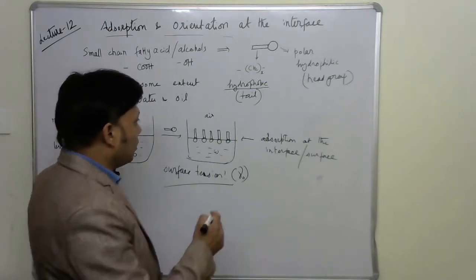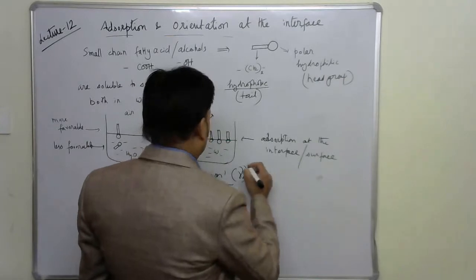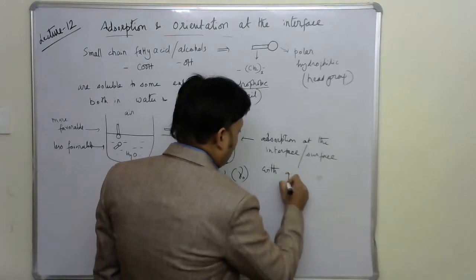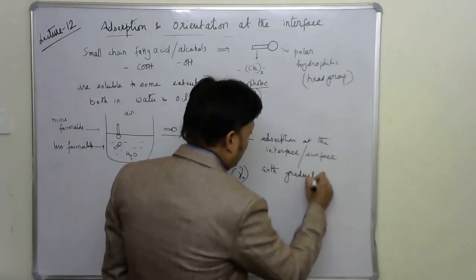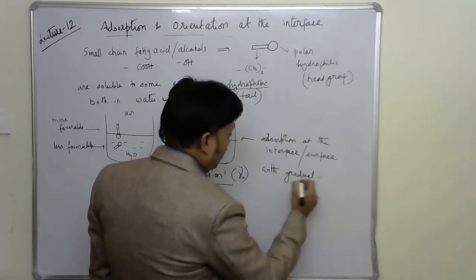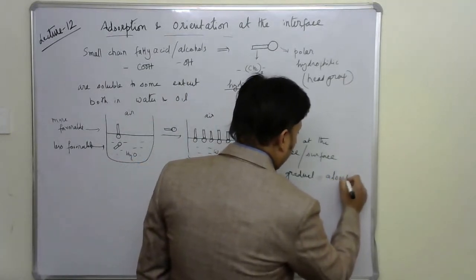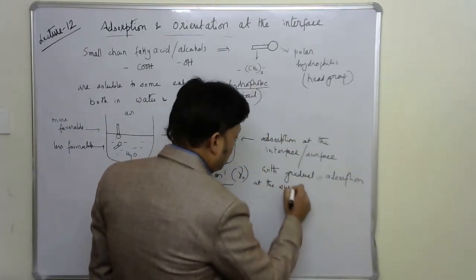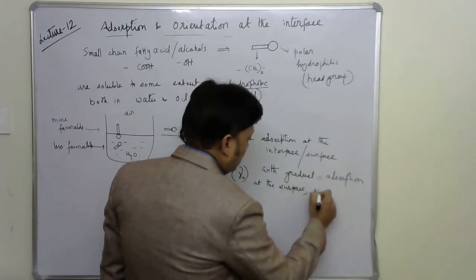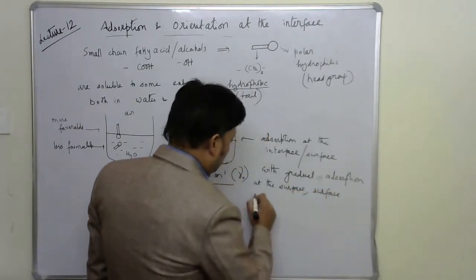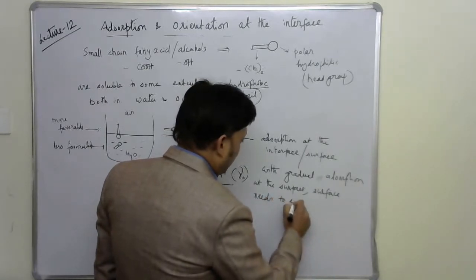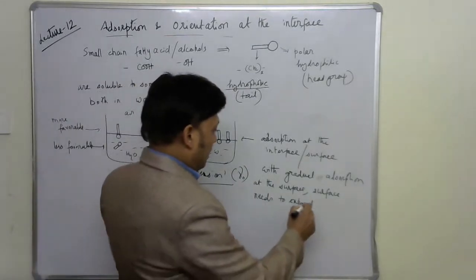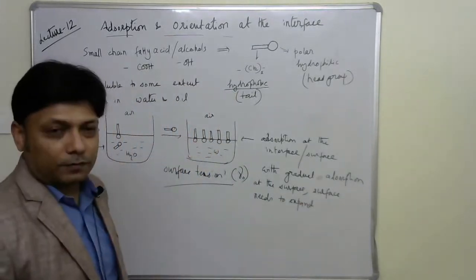molecules. So therefore, let's write a sentence here: with gradual adsorption at the surface, the surface needs to expand. Alright, and there is absolutely no doubt about it. If the surface doesn't expand, the molecules cannot find their place at the surface.